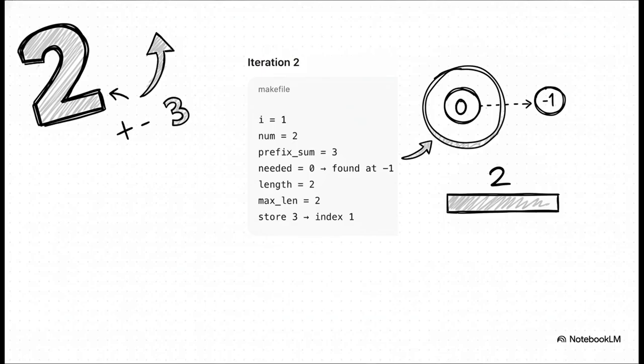Next up is the number 2. Our running total was 1, we add 2, so our new sum is 3. Now, we ask the question again. What are we looking for? We're looking for 3 minus k, which is 3 minus 3, so we're looking for 0. Let's check the map. Do we have a 0? Yes, we do. This is where that 0, -1 setup comes in clutch. We found our target. So the length is our current index, which is 1, minus the index we found, which is -1. 1 minus -1 gives us 2. Our new max length is 2.